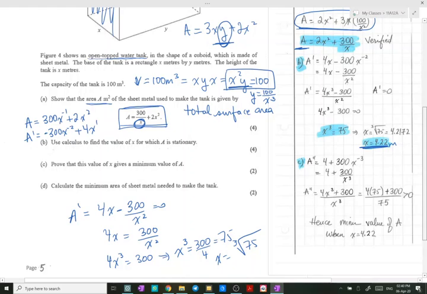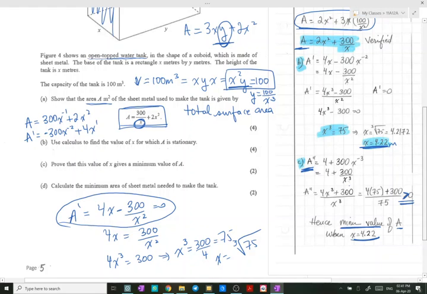C, prove that this value of x gives a minimum value for A. So in order to prove that this x, which we found, gives a minimum value for A, you have to find the second derivative. So you take the derivative and you differentiate it again. Differentiating it, you will get this, and then you replace x. When you replace x, you're going to find that the value for A double prime is greater than 0. When it's greater than 0, it means you have a minimum value for A, for this particular value of x.